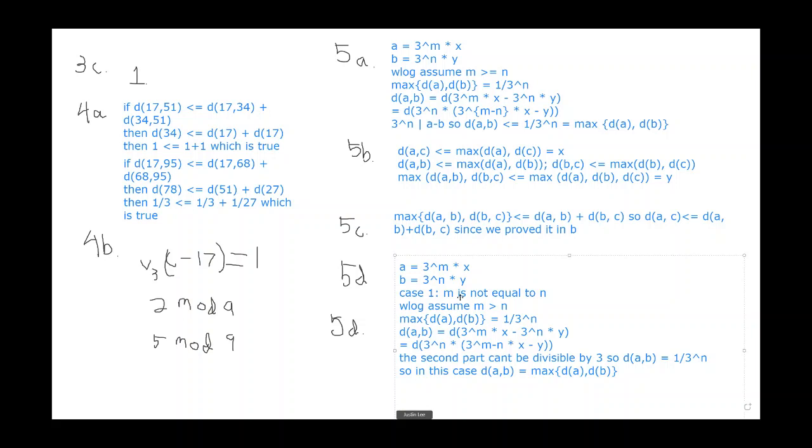First is that A and B have d of A not equal to d of B. So the largest powers of 3 that divide them are different. If m is not equal to n, then, without loss of generality, we'll assume m is greater than n. Then the maximum of d of A and d of B is 1 over 3 to the n. Clear. And the distance between A and B is equal to 1 over 3 to the n. Yes, because you factor out 3 to the n in their difference, and the rest is not divisible by 3.